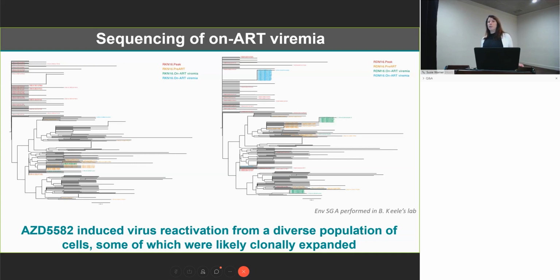And as represented on the left, 2 rhesus macaques showed sequences during this on-ART viremia that were closer to ART initiation at week 8 than at week 2. And also, I hope you can see, the sequences were mostly unique, suggesting an origin from multiple cells that were infected before ART initiation.